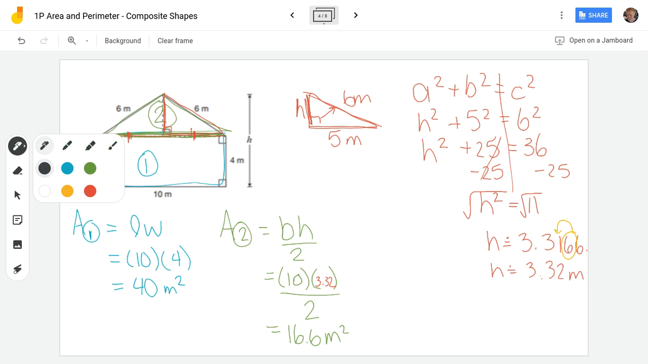And then now I have the rectangle area, and now I have the area of the triangle. So now I have to put them together.